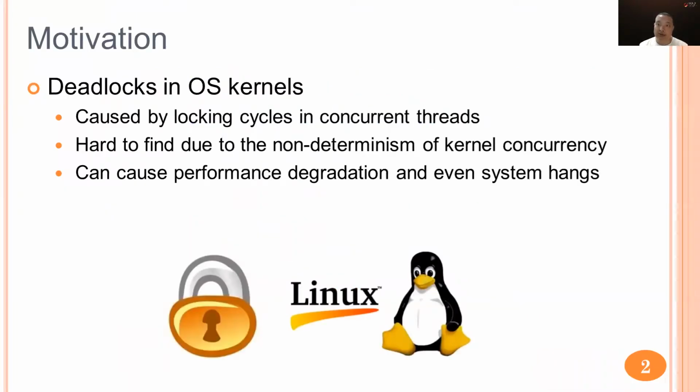Deadlocks in OS kernels are caused by locking cycles in concurrent threads. Namely, one thread holds a lock that other concurrent threads want to acquire. Deadlocks are hard to find due to the non-determinism of kernel concurrency. Deadlocks can cause performance degradation and even system halts.